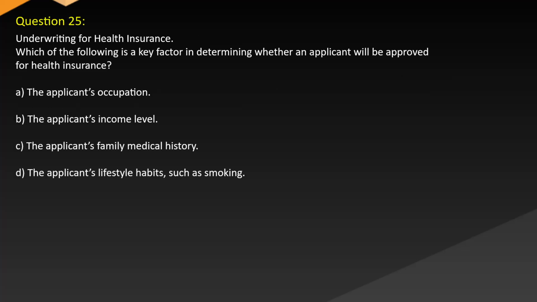Question 25. Underwriting for health insurance. Which of the following is a key factor in determining whether an applicant will be approved for health insurance? A. The applicant's occupation. B. The applicant's income level. C. The applicant's family medical history. D. The applicant's lifestyle habits, such as smoking.